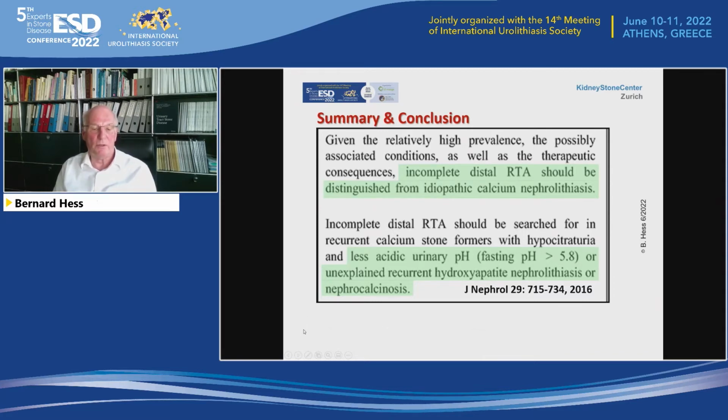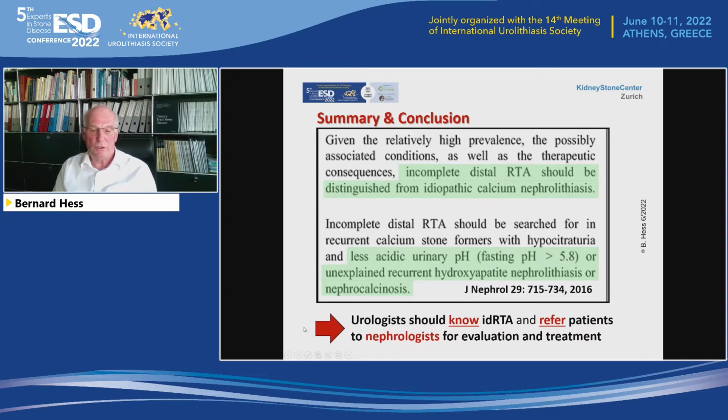And here comes my conclusion. Urologists should know incomplete distal RTA and refer patients to nephrologists for evaluation and treatment. Thank you for your attention.